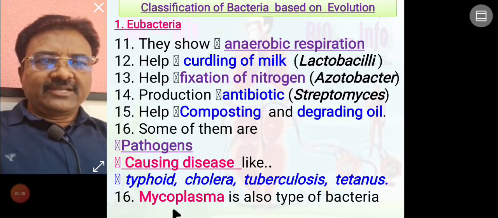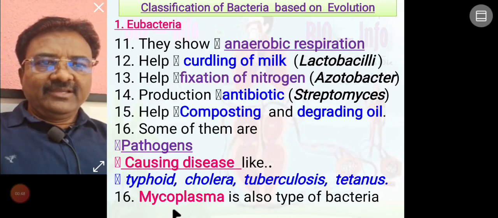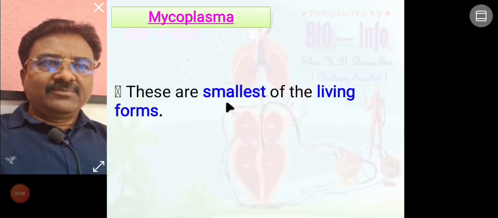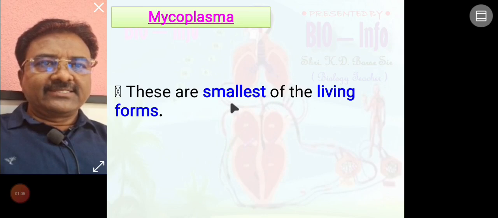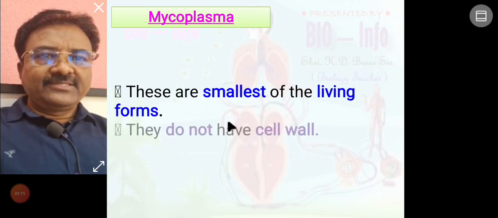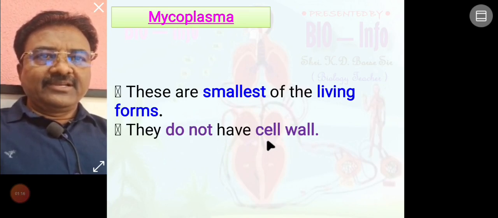Mycoplasma is also one of the types of bacteria. We discuss mycoplasma. What is mycoplasma? Mycoplasma is the smallest of the living forms. This is the most important characteristic feature of mycoplasma, smallest of living forms. They do not have a cell wall. This is the most important characteristic feature. Cell wall not present. Mycoplasma do not have a cell wall.